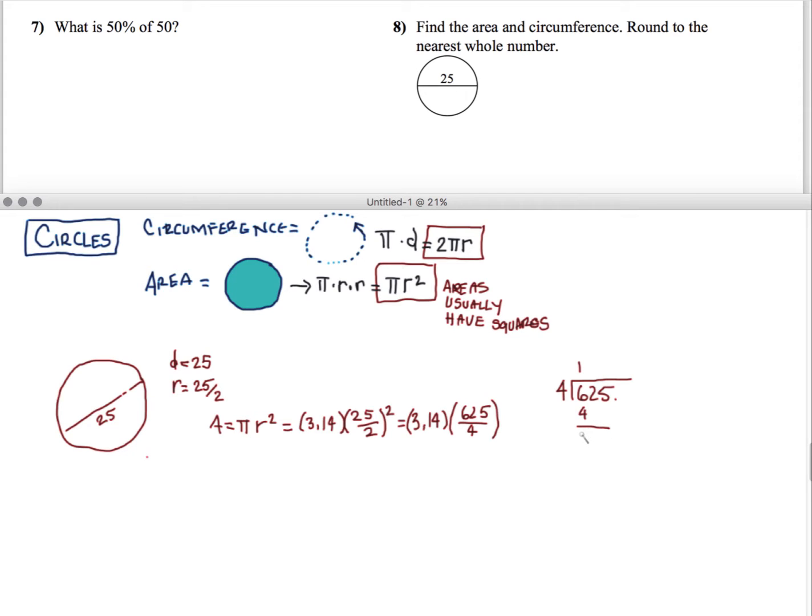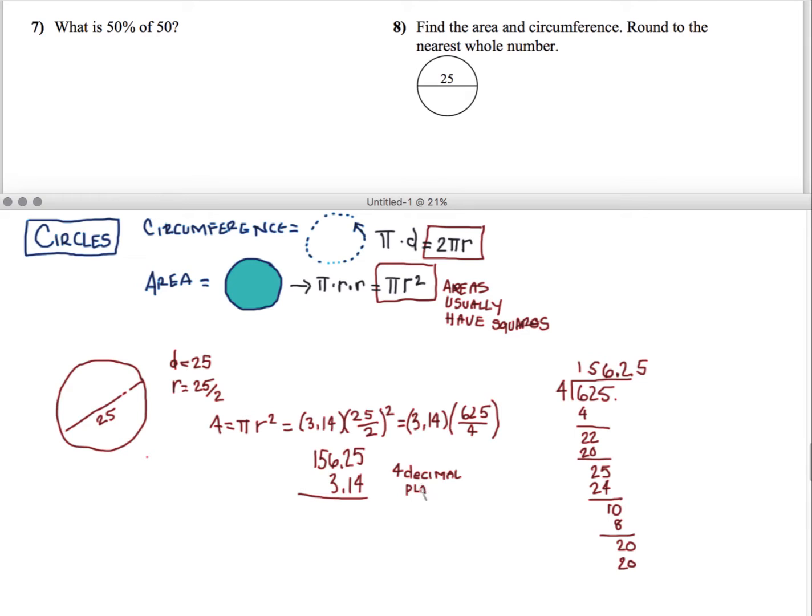That's going to be 156.25. So now, let's multiply those two: 3.14 times 156.25. If you wonder which order, it doesn't matter. Whichever one you prefer or makes it easier.